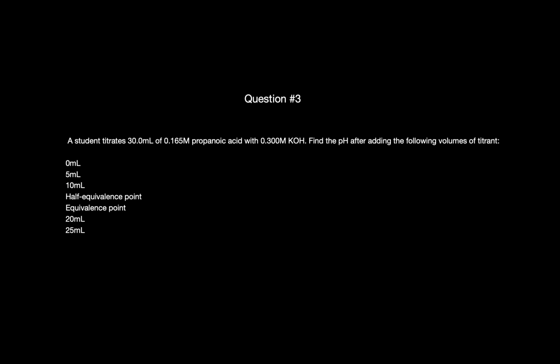Question number 3. A student titrates 30 milliliters of 0.165 molar propanoic acid with 0.3 molar potassium hydroxide. Find the pH after adding the following volumes of titrant, and then we've got a whole bunch of them to calculate. So this is obviously going to be a marathon question. So we're going to just take each of these things in turn, one by one, and calculate them all.